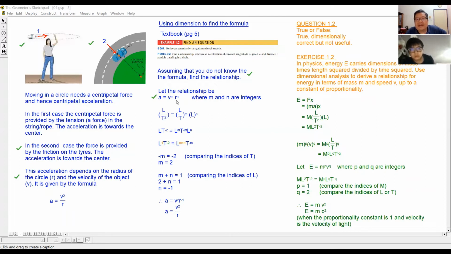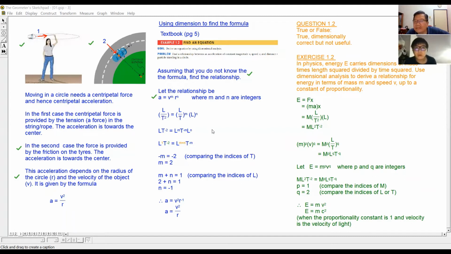And how does this L occur inside the equation? We don't know, so we say L to the power of n. Is that okay? Okay, so now I expand this term. L over t squared is L times t to the power of -2. Have you learned this before? Divide by t squared means t to the power -2.